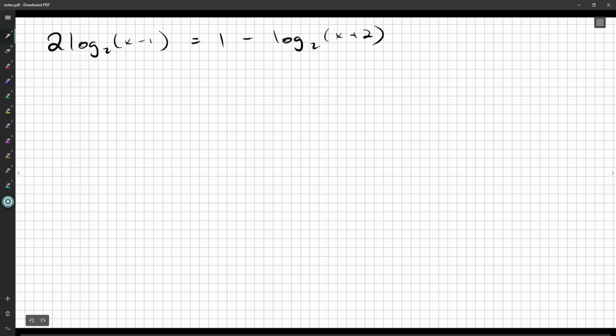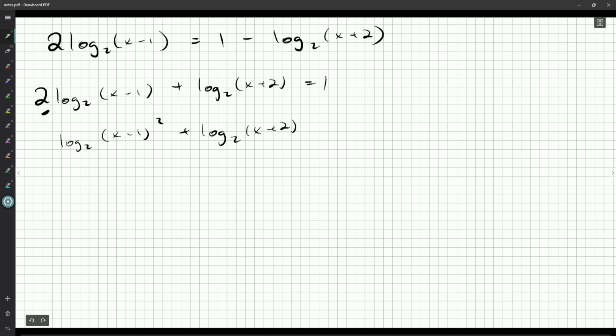Okay. So first thing I would do, probably bring the logs all over to the same side because there are rules for combining logarithms. Okay. And one of those rules says, if you've got a number out front, it can come in as an exponent. Just slowly showing our work here.